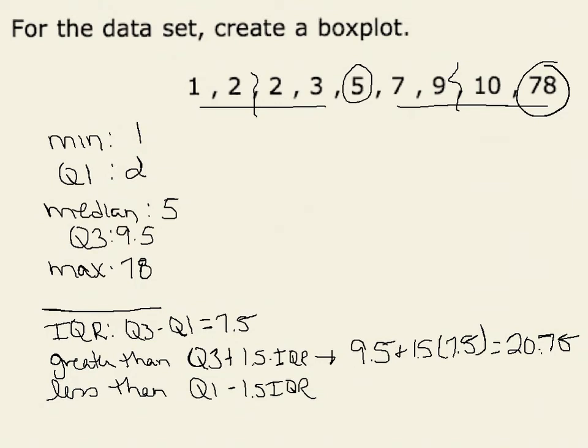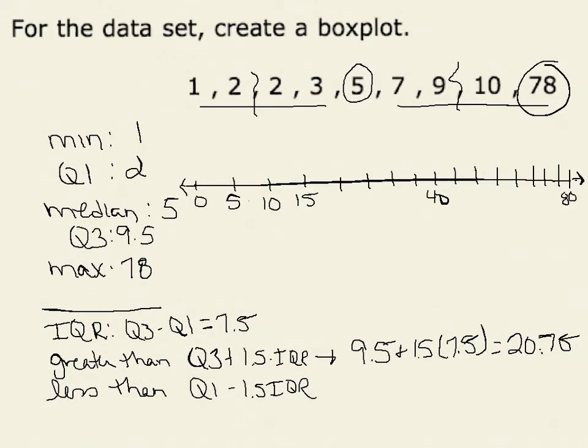Now we are ready to construct our box plot. In order to do that, we need to recognize our outlier of 78 and construct a scale. In order to construct the box plot, we will plot our 5-number summary. We know that our minimum value is 1. Our lower quartile is at 2. Our median is at 5. Our upper quartile is at 9.5. And we know that our maximum value of 78 is an outlier, which I will mark as a star.